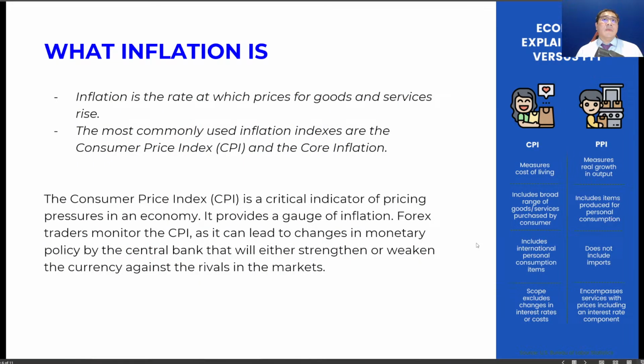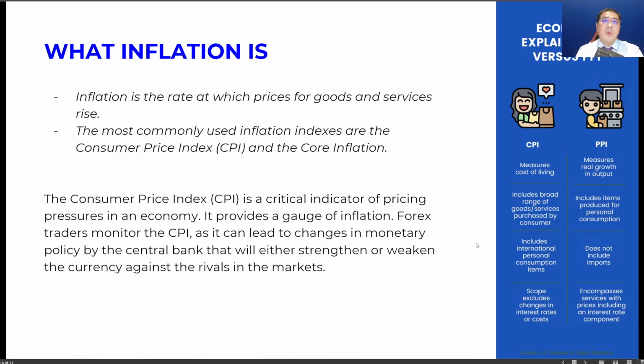Okay, so let's talk about inflation, right? Inflation is the rate at which prices for goods and services rise. The most commonly used inflation indexes are the Consumer Price Index or the CPI, and then we'll take a look at the core inflation or the core CPI, right? It's basically CPI, but we are excluding some of the stuff there. So the CPI is a critical indicator of pricing pressures in an economy. It provides you with a gauge of inflation. So Forex traders monitor the CPI as it can lead to changes in monetary policy by the central bank that will either strengthen or weaken the currency against its rivals in the market.